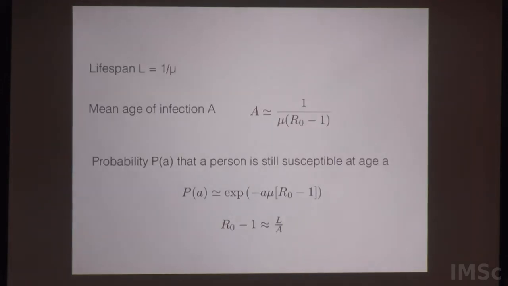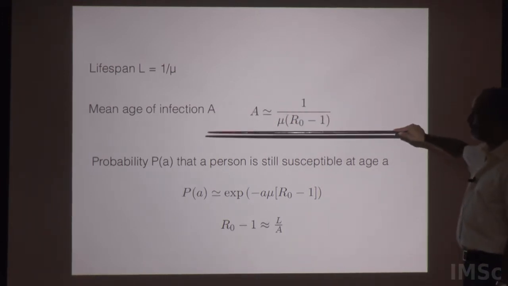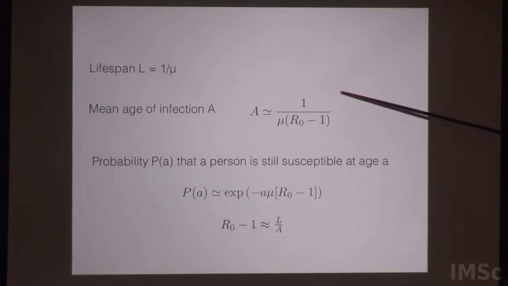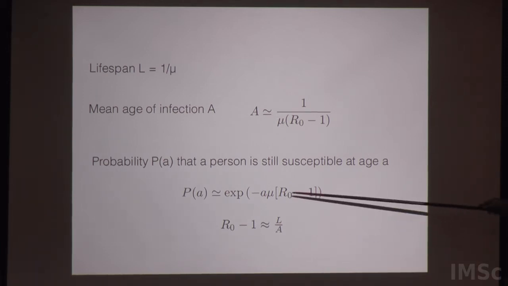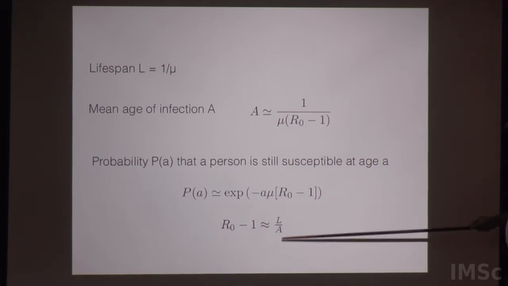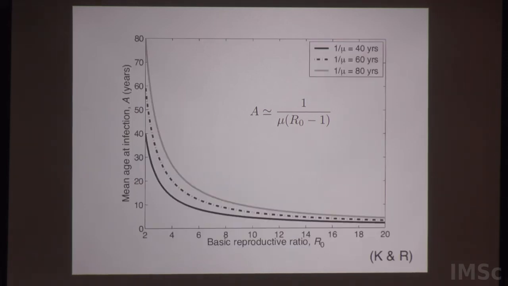That is the interpretation. So, if I have a lifetime 1 by mu, I know the mean age of infection A is given by this particular quantity here, how long you take in order to get infected. You can then ask the question, what is the probability that a person is still susceptible at some age A? And that I can put on here because this is the mean age of infection. I exponentially get into that compartment. This probability is an exponential of minus A mu by R naught minus 1, and R naught minus 1 is approximately L divided by A. Okay. So, now I have everything that I really need.